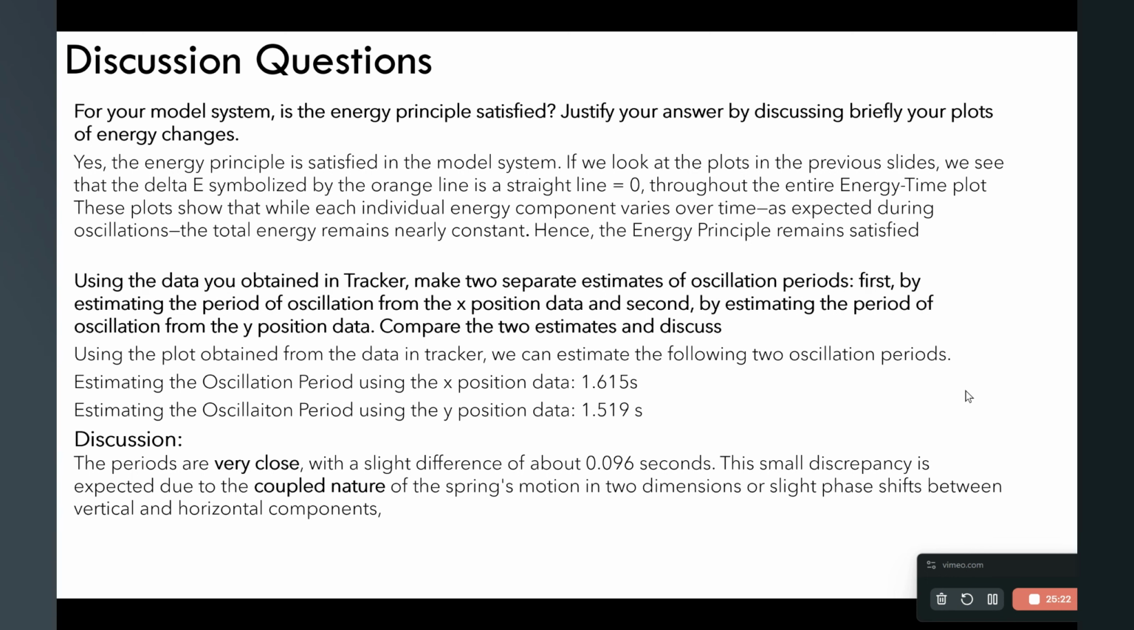The second question asks us, using the data we obtain in Tracker, to make two separate estimates of oscillation periods, first from the x position data, and second from the y position data. Using the plots obtained, we estimate the following two oscillation periods. Using the x position data, we received an oscillation period of 1.615 seconds, and using the y position data, we get an oscillation period of 1.519 seconds. The periods are very close, with a slight difference of about 0.096 seconds. The small discrepancy is expected due to the coupled nature of the spring's motion in two dimensions, or slight phase shifts between vertical and horizontal components.